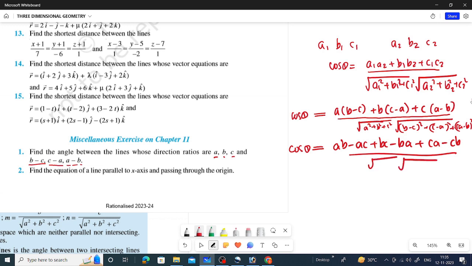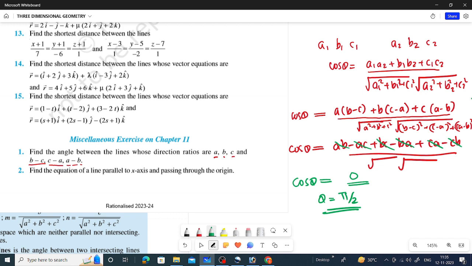Before writing, let us check what the answer is. ab minus ba, ac minus ac, bc minus bc. So the numerator is 0, so the entire answer is equal to 0. So cos theta equals 0 and theta is equal to pi by 2, or 90 degrees.